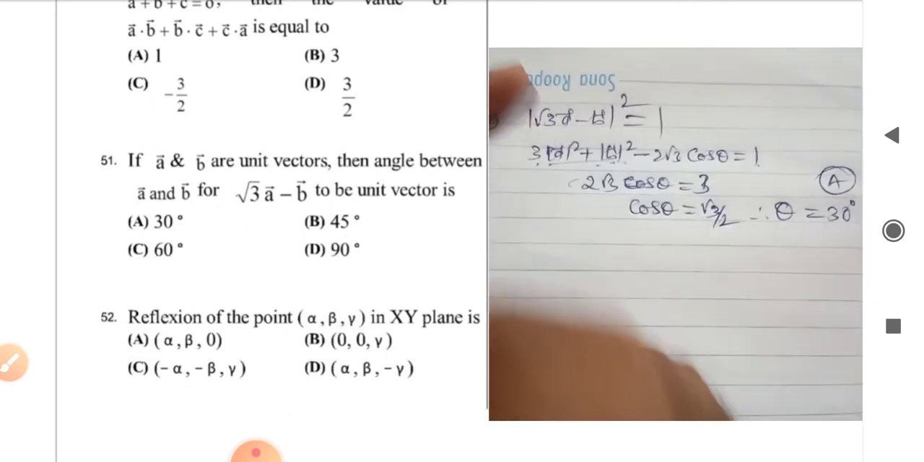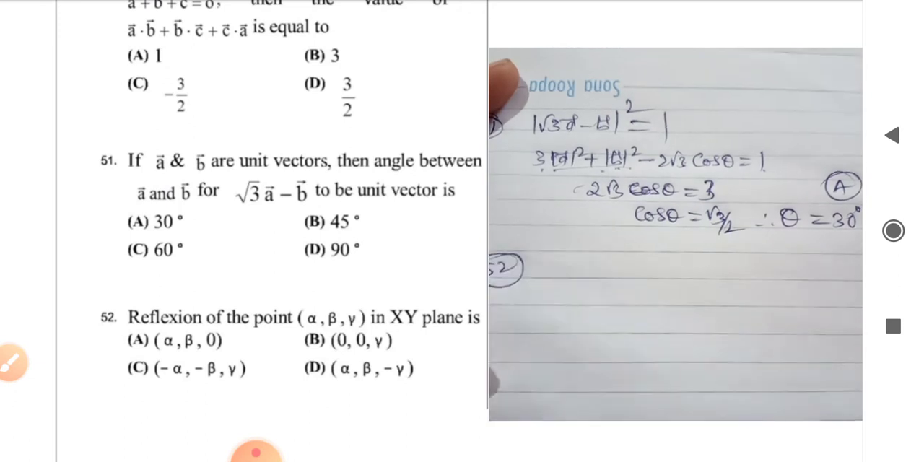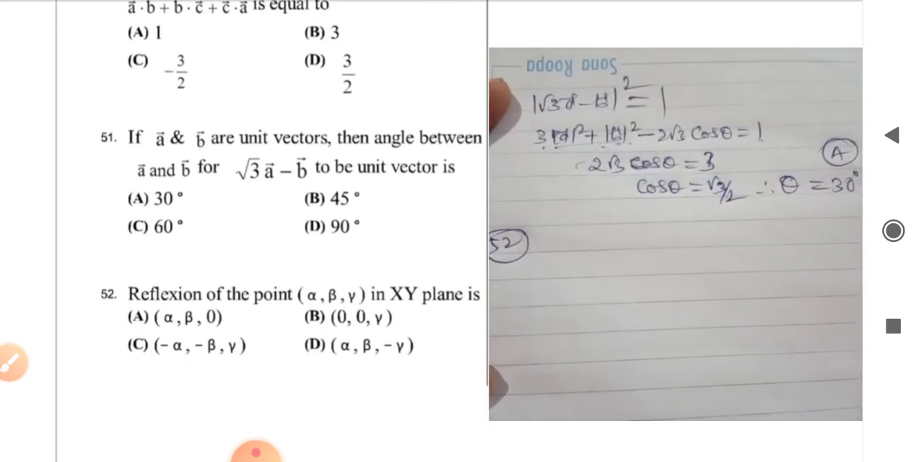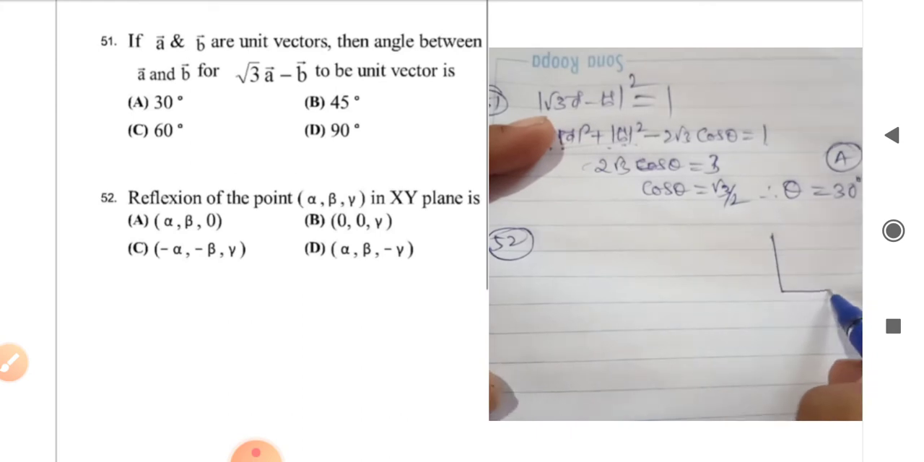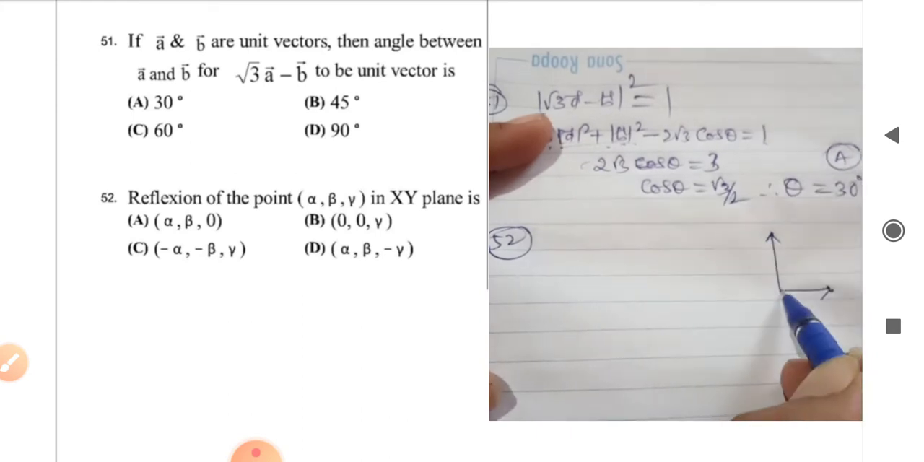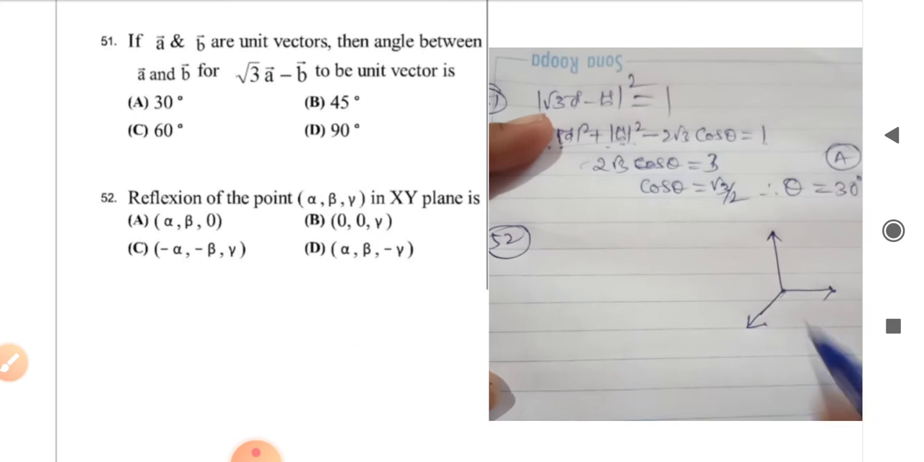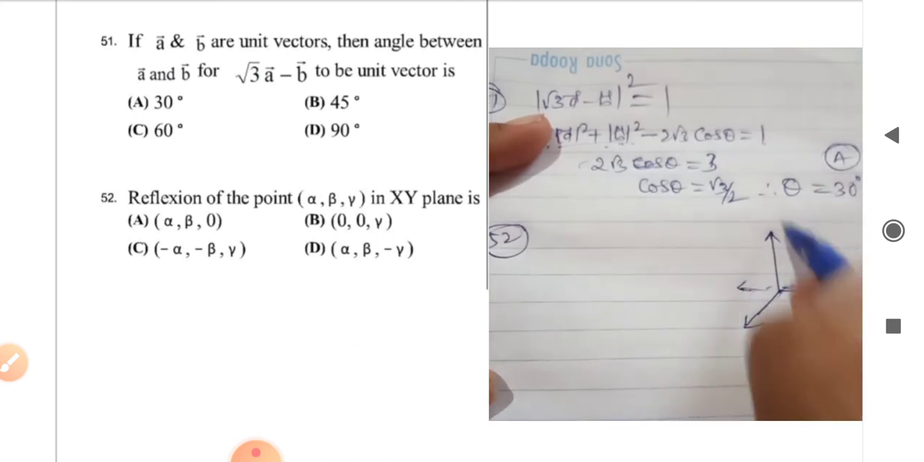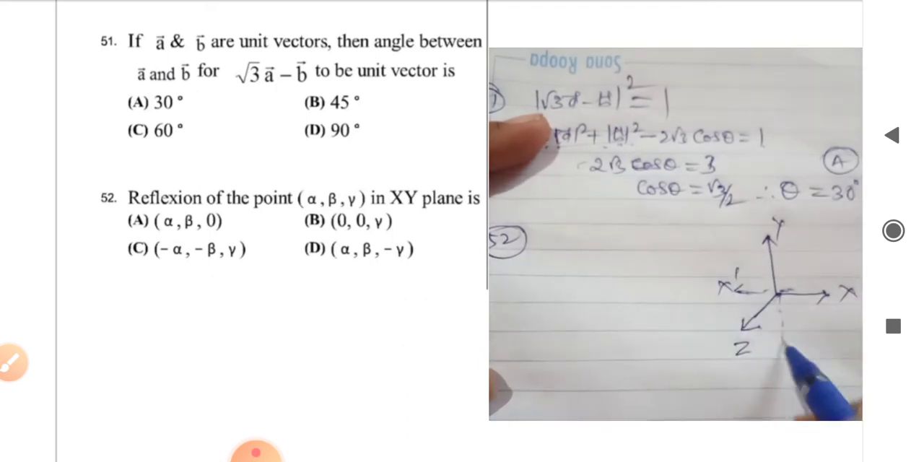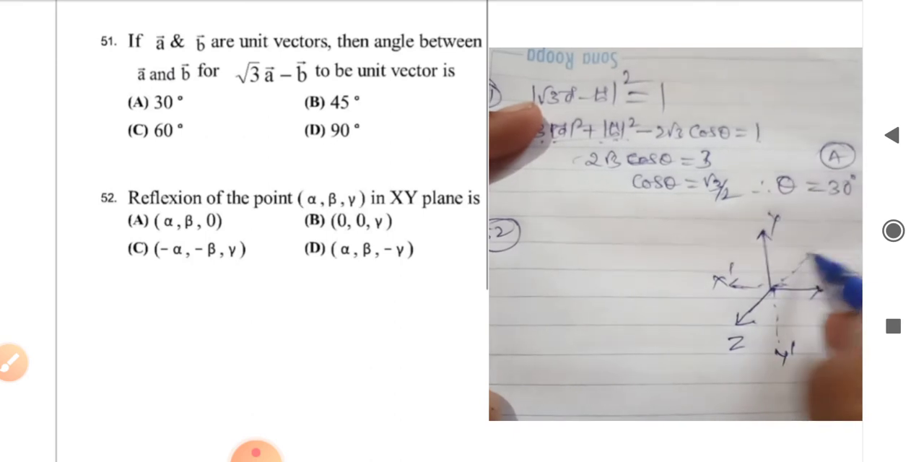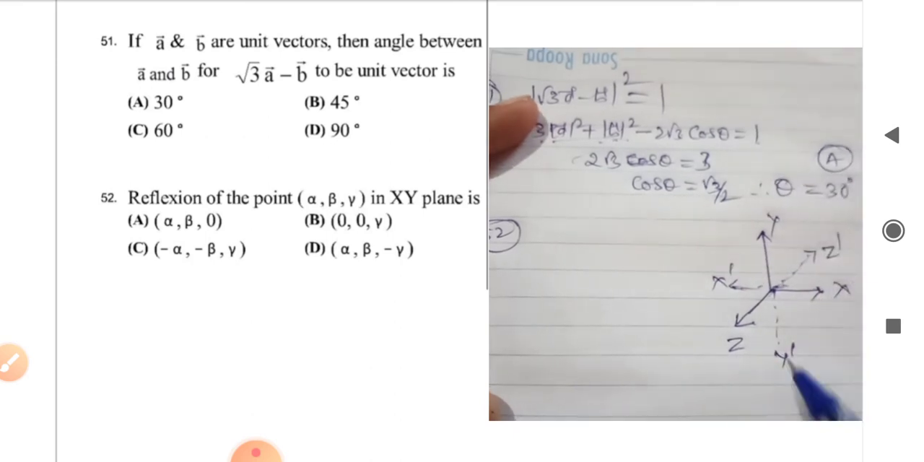Now look at this, it's the 52nd question, reflection of this point. It's very simple, my dear students. Whenever you take the graph of the three-dimensional coordinate system, it is x, y, z, and here it is x dash, y dash, and z dash. Understand my point?